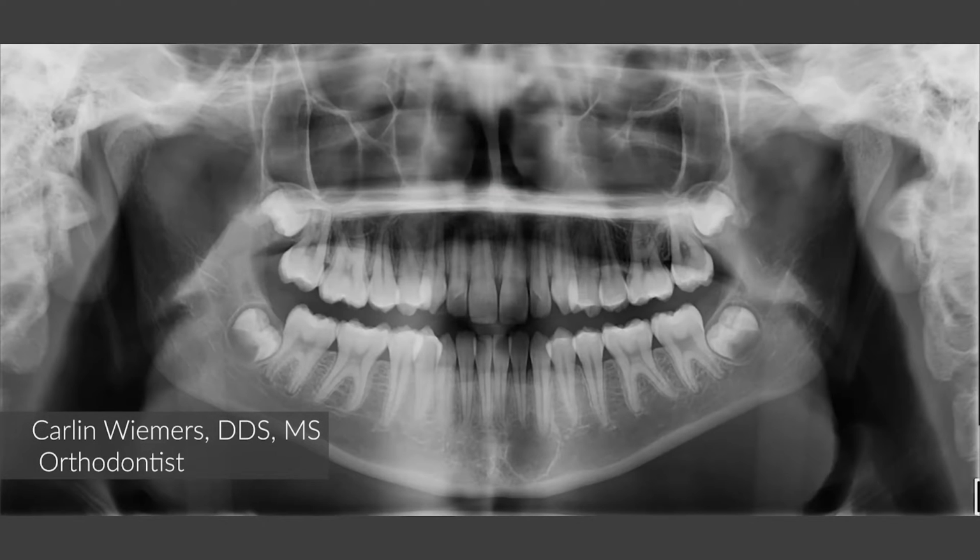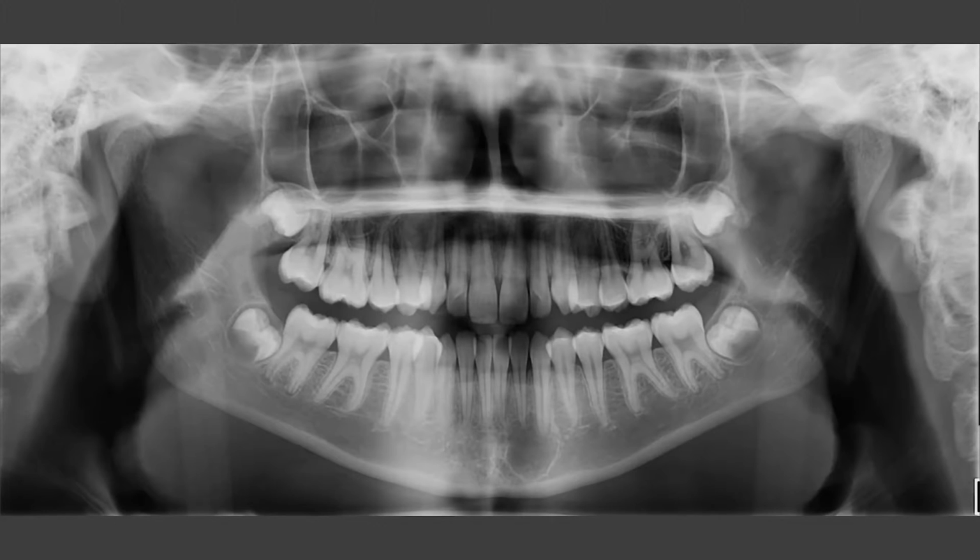This radiograph was sent to me by Dr. Carlin Weimers, an orthodontist. Before you start interpreting a panoramic radiograph, evaluate if the patient positioning is correct. A panoramic radiograph can have many kinds of positioning errors. You should look at the occlusal plane, which should have a mild curvature, a very slight smile. There should be a bite block, and the posterior teeth should not be in occlusion.